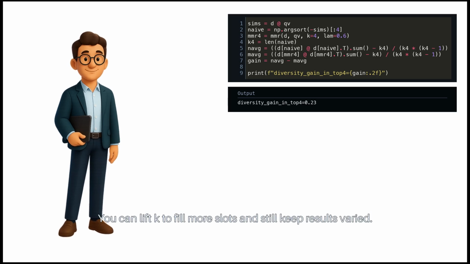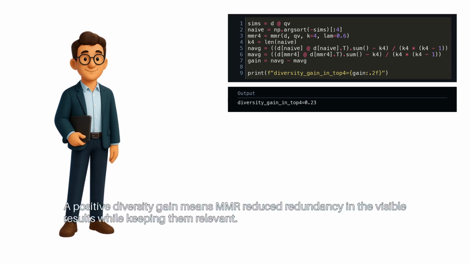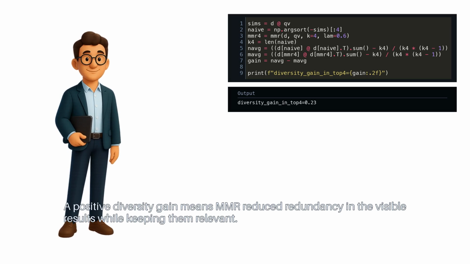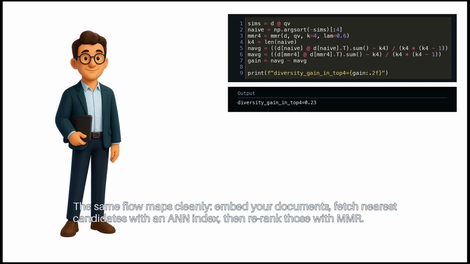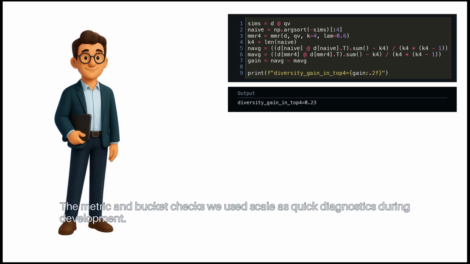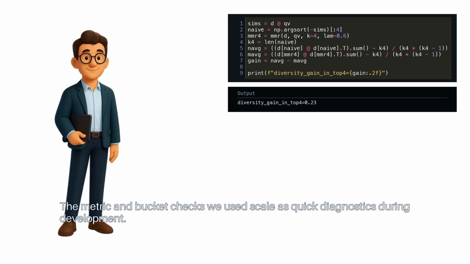You can lift K to fill more slots and still keep results varied. A positive diversity gain means MMR reduced redundancy in the visible results while keeping them relevant. In a production setup, you would replace the tiny list with a real index. The same flow maps cleanly. Embed your documents, fetch nearest candidates with an ANN index, then re-rank those with MMR. The metric and bucket checks we used scale as quick diagnostics during development.